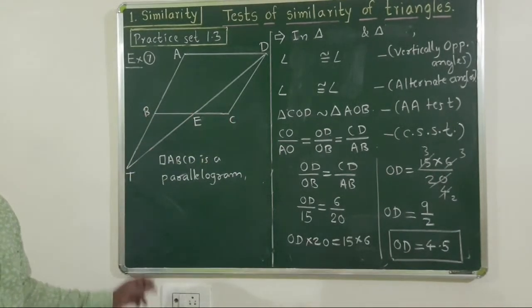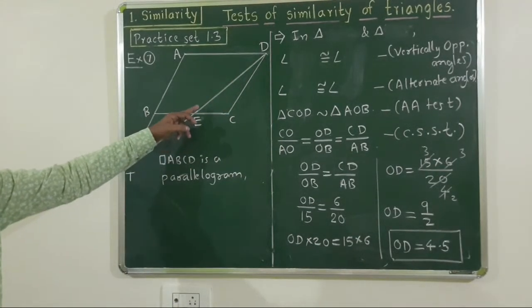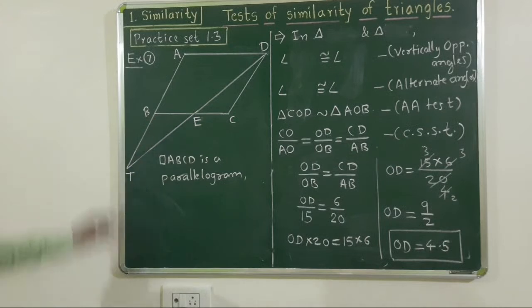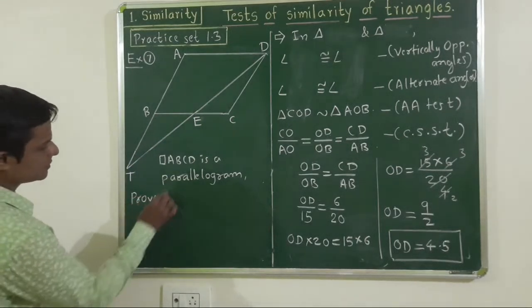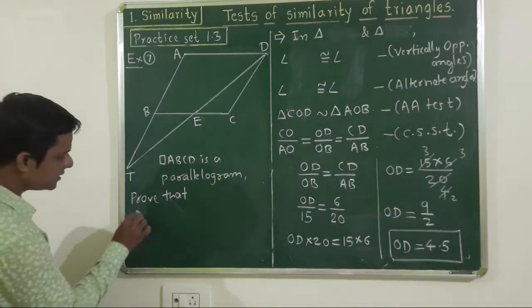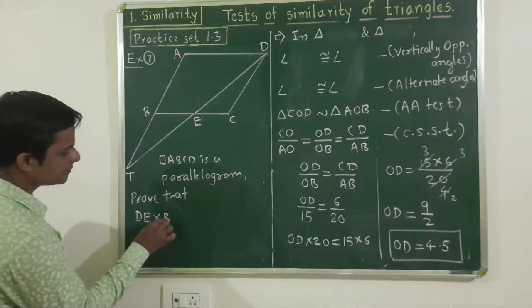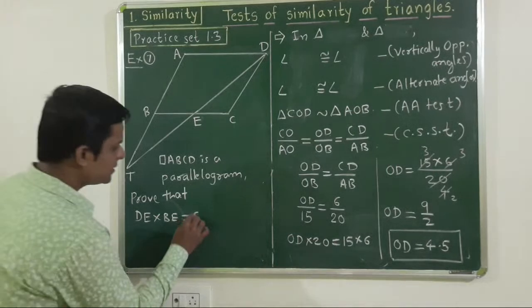Line DE intersects side AB in point T. Then prove that DE into BE is equal to CE into TE.